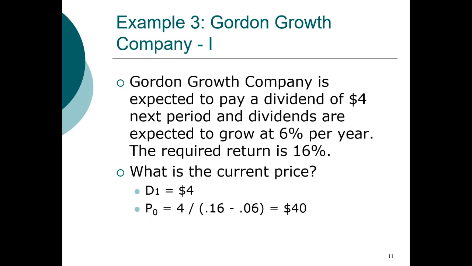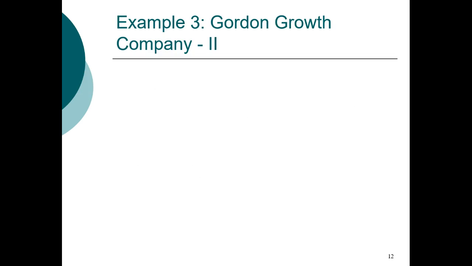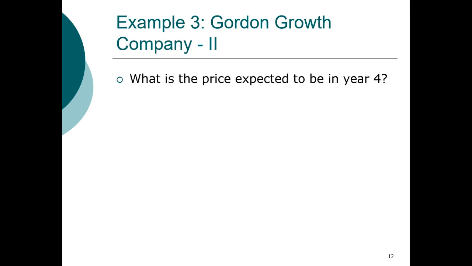Now let's go to the next part of this problem. So the same problem, the same company. So remember the information is $4 in dividend, growth rate of 6%, and a required return of 16%. Now what we want to find out is what is the price of the stock in year four? Now, the important thing to understand here is that if we are looking for the price in year four, we are essentially trying to find the present value as of year four.